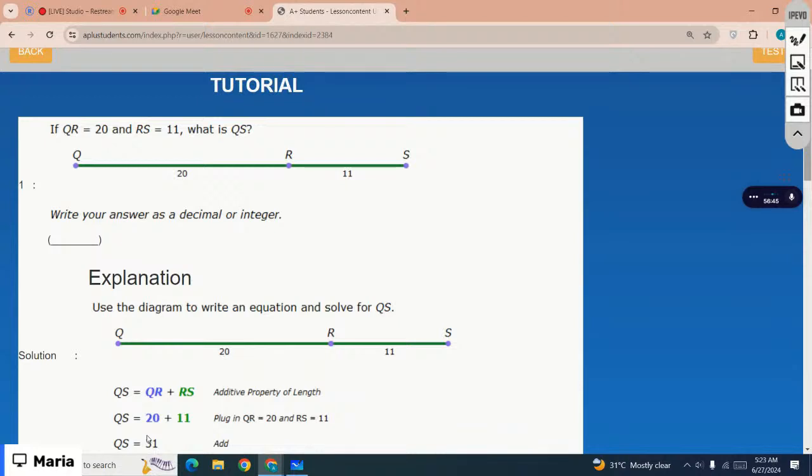31. It is right. The correct option is 31. Let's just start with the test questions.